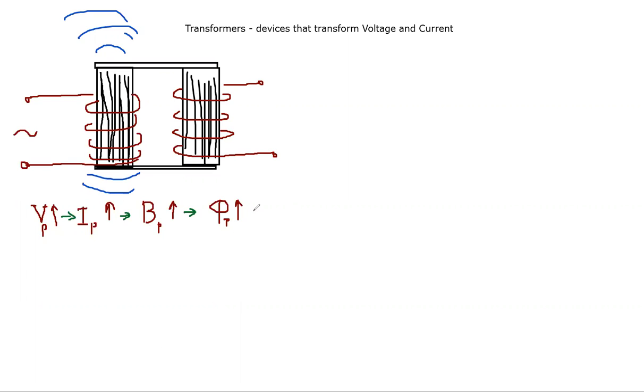Okay, so now we can go a little bit further. Changing flux, what does it create in turn? Changing primary flux, what does it create? Well, basically it creates, first of all, EMF, right? EMF.